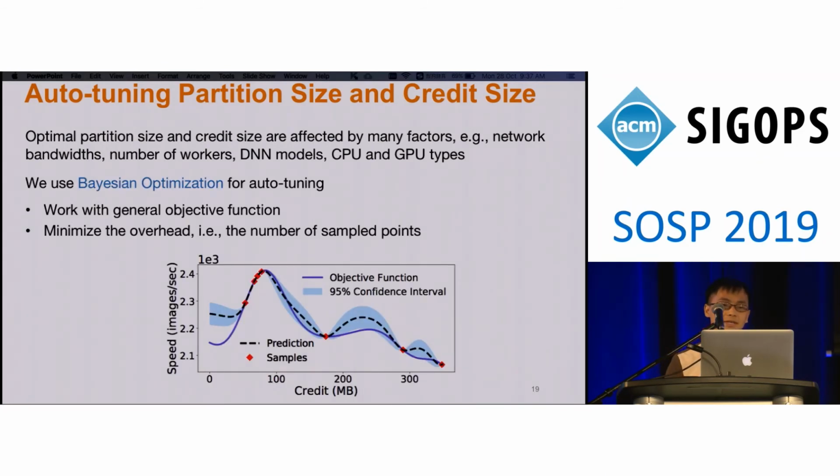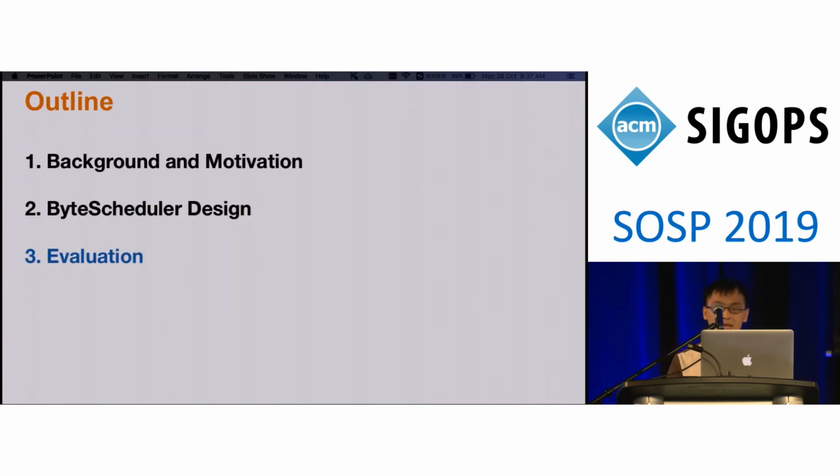Specifically, we use Bayesian optimization for auto-tuning. Bayesian optimization tries to minimize the tuning overhead to find an optimal solution for the general objective function. And typically, it runs for tens or hundreds of iterations at the beginning of training.